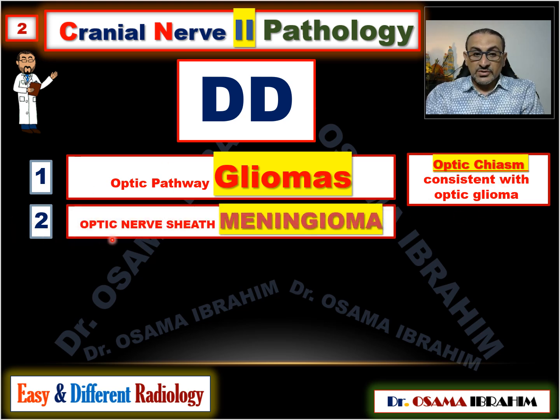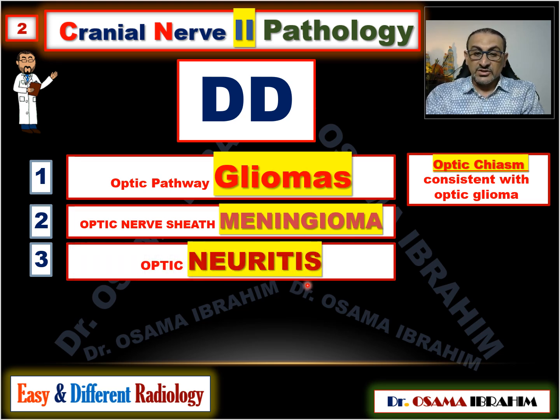I will show you one case of optic chiasm glioma in my presentation today. The second most important pathology in the optic nerve is the optic nerve sheath meningioma. It is one of the most famous pathologies in the optic nerve, and you should differentiate between glioma and meningioma, because this is a very famous question in any exam, master, board, FRCR or EDiR. I will give you a table at the end of my presentation today to make the differentiation between both easy.